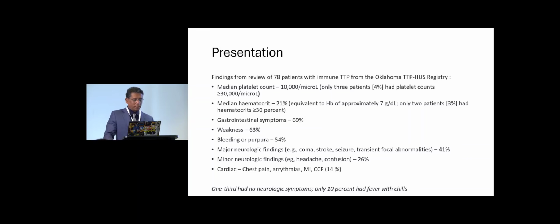So presentation, as I said, the platelet count is going to be seriously low. They're anemic, of course, and remember Coombs negative hemolytic anemia. A lot of them have GI symptoms, weakness, bleeding, purpura. About 60 to 70% of them, between major and minor neurologic findings, will have some sort of neurologic findings. 14% of them can have cardiac presentation as well.